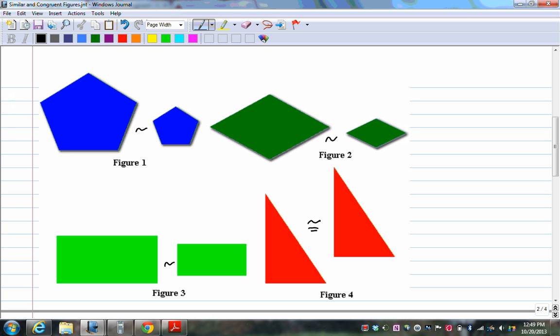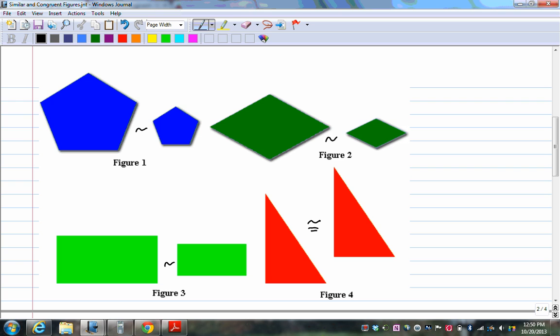They're similar and congruent. Now, the thing that I want you to pay attention to, and you should write down what you think is important here: similar and congruent figures both have the same shape. Notice that in the picture, they both have the same shape. The difference between similar figures and congruent figures is that congruent figures also have the same size.